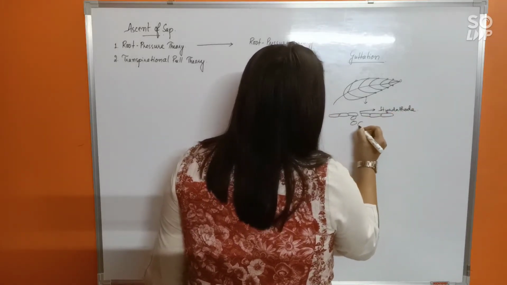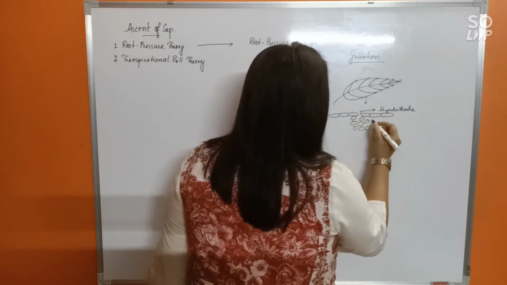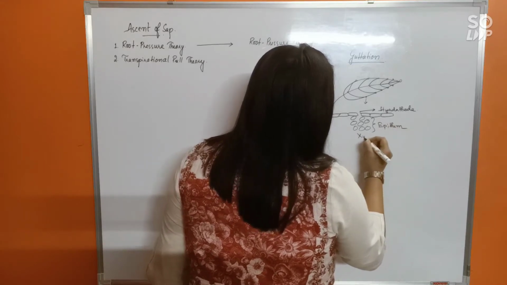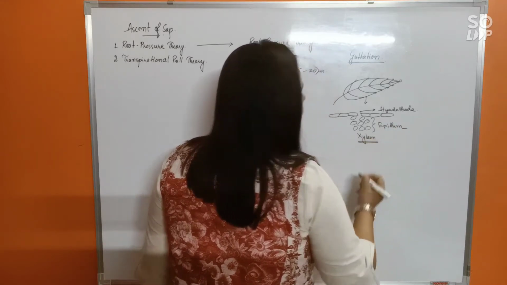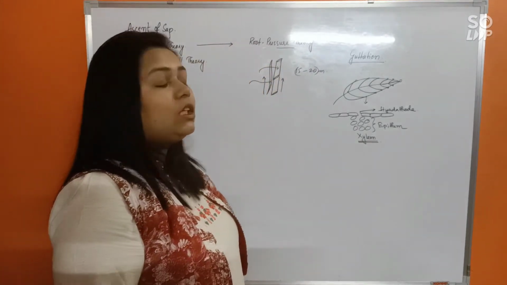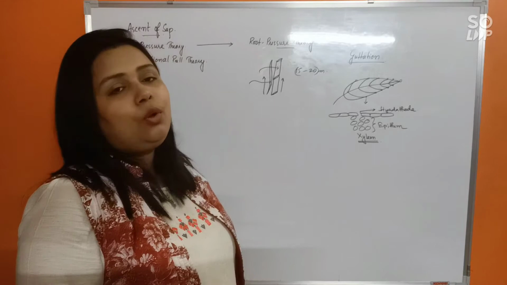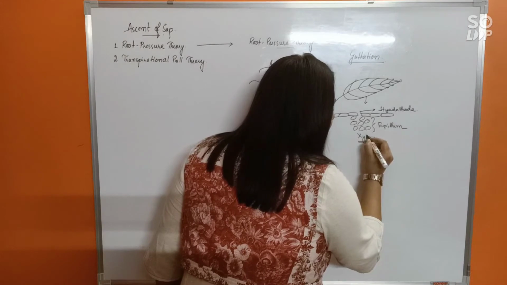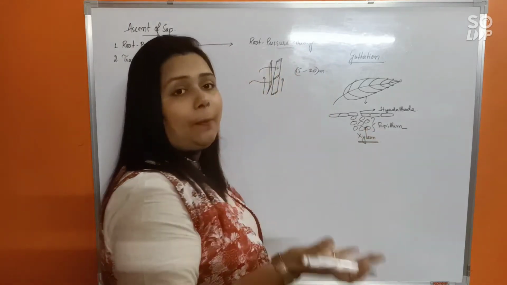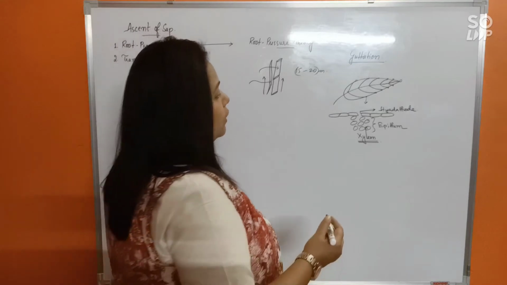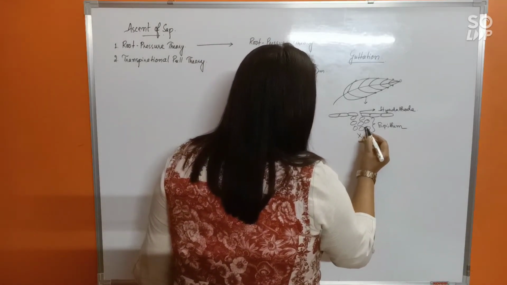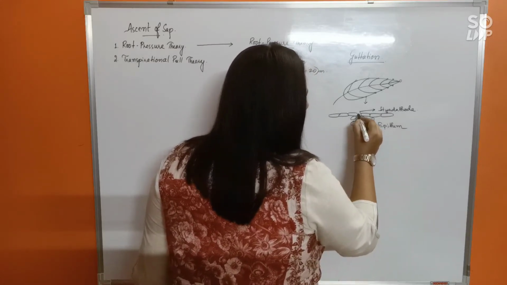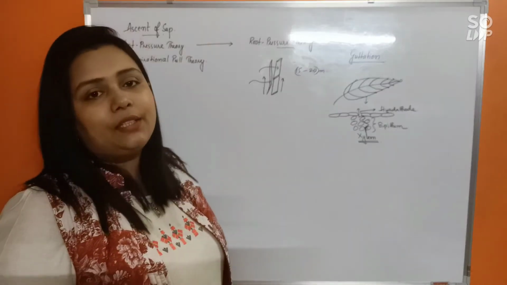Just below the hydathode remains a bunch of loosely packed parenchyma cells called epithem, followed directly by the xylem. In the early morning hours or at night, when the root pressure is at its peak, water rises up the xylem due to root pressure. As the water moves up in the xylem, it reaches the intercellular space of the epithem, and finally it oozes out through the hydathode.